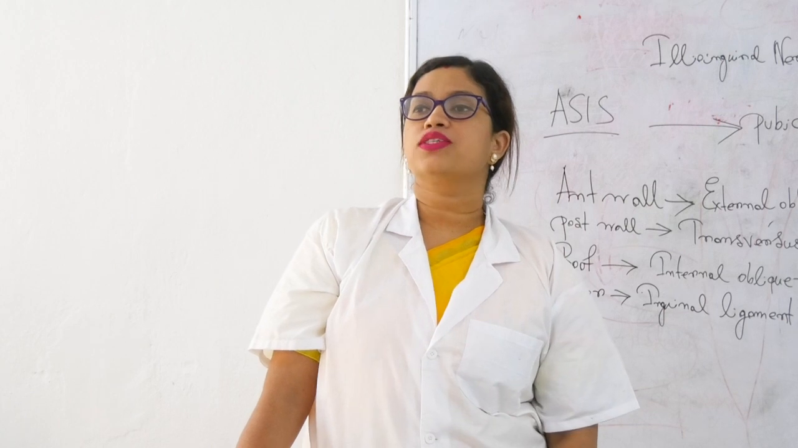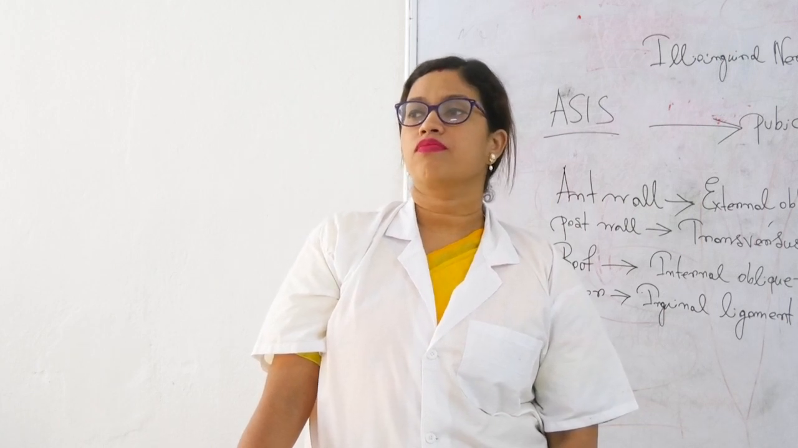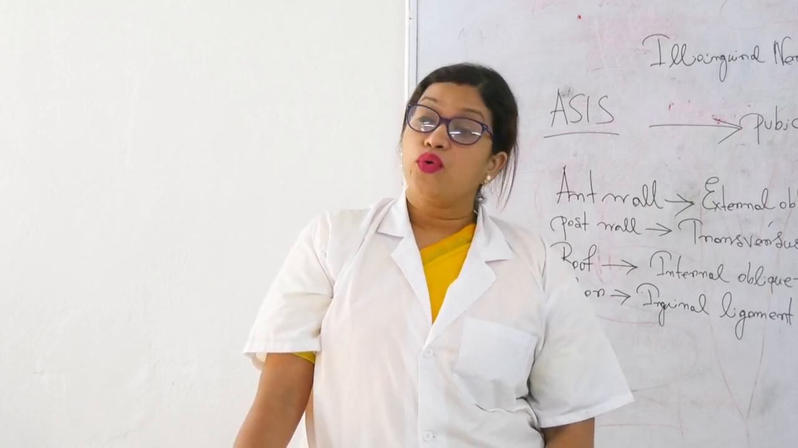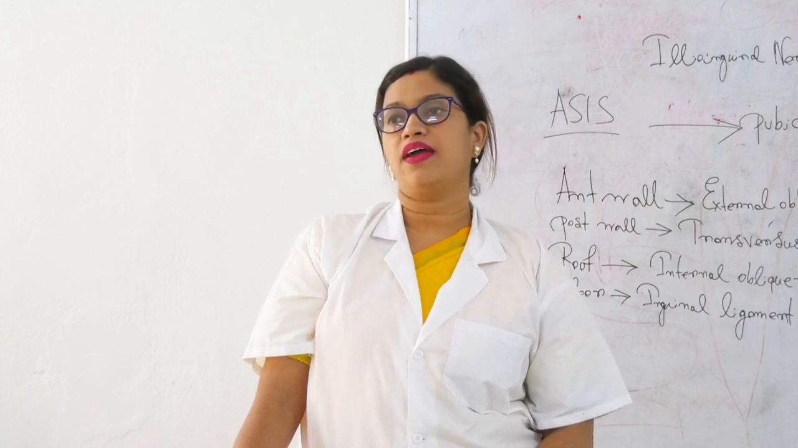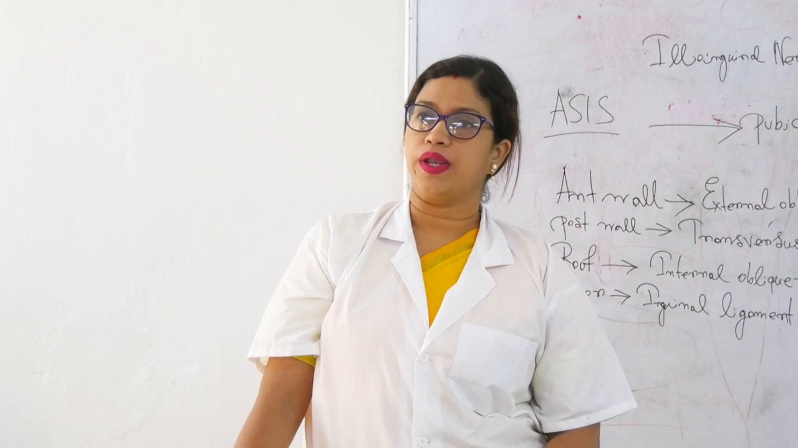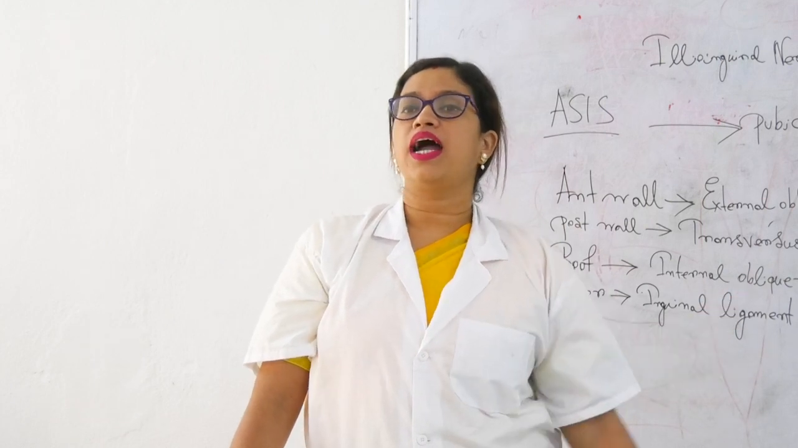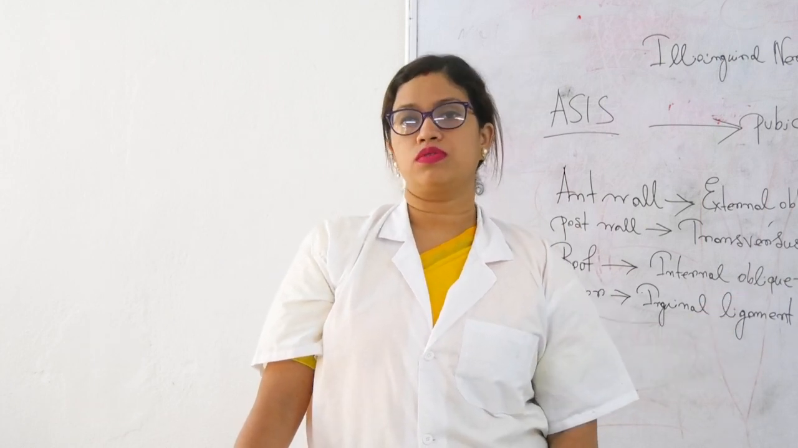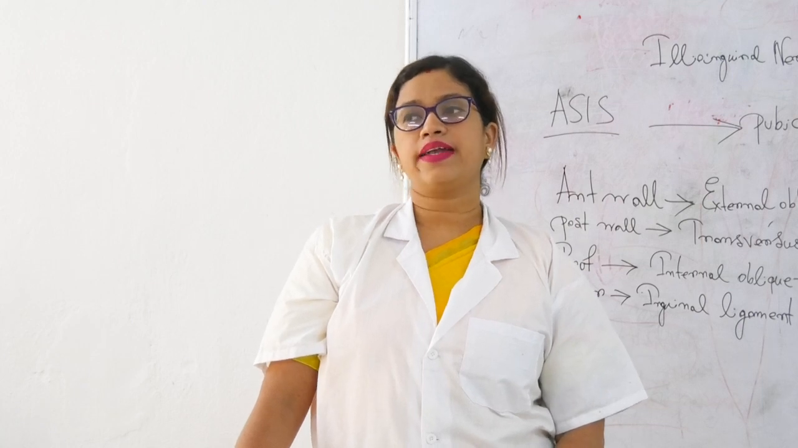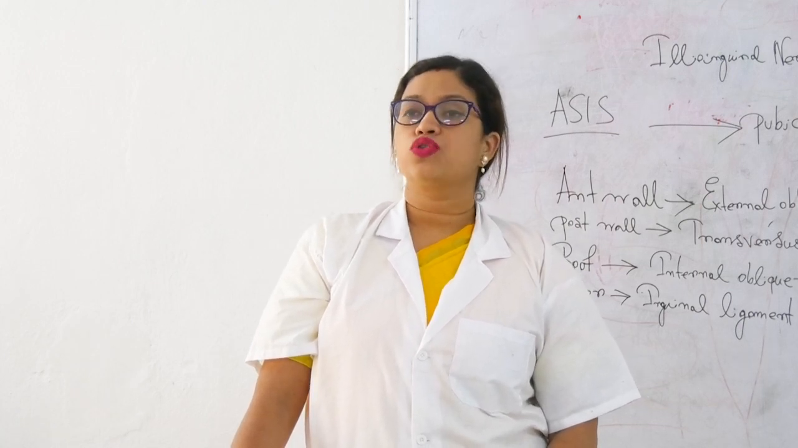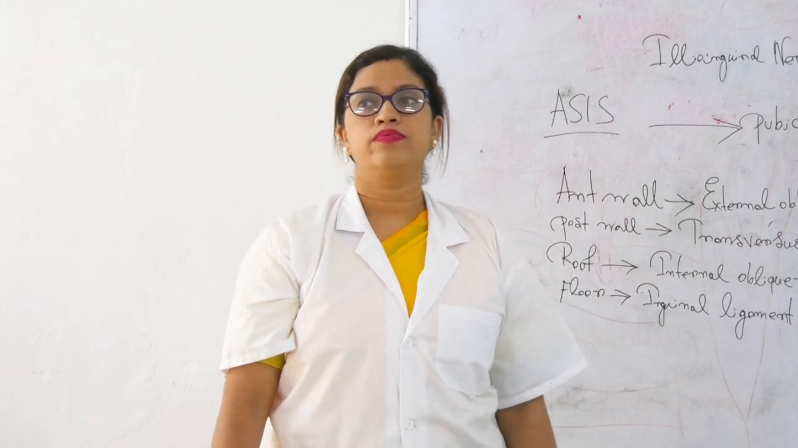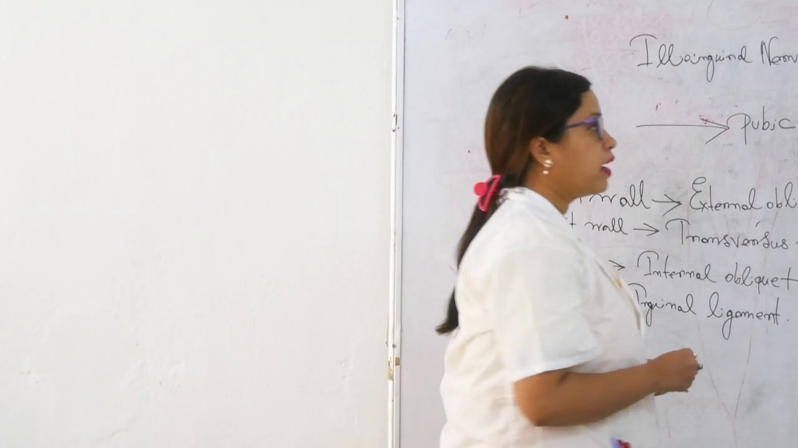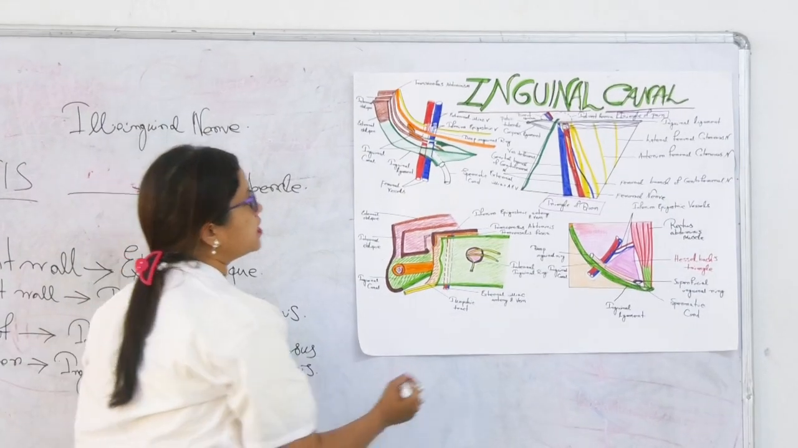And inguinal hernia is common in males, whereas femoral hernia is common in females. Remember this one. And this inguinal hernia is again divided into two types, one is direct, another one is indirect. So how is this division made? By the position of the inferior epigastric artery. See this one?